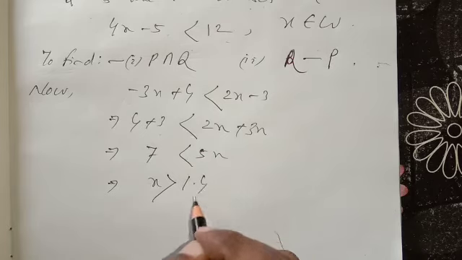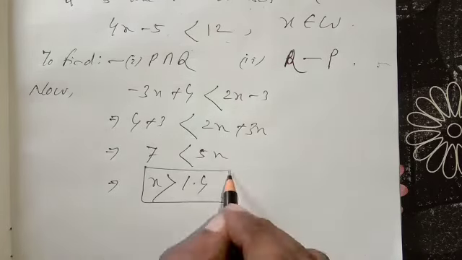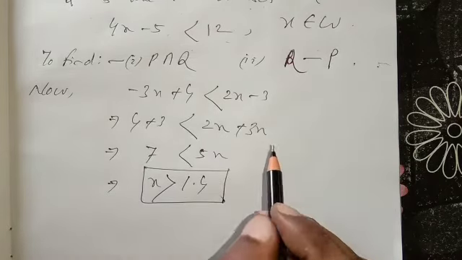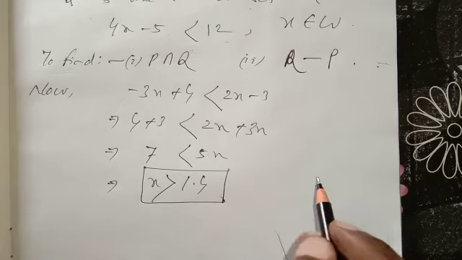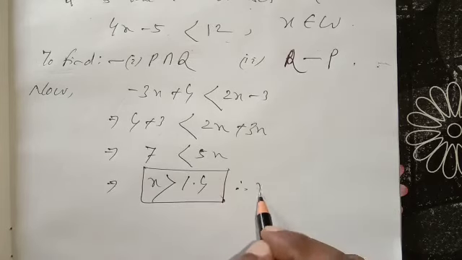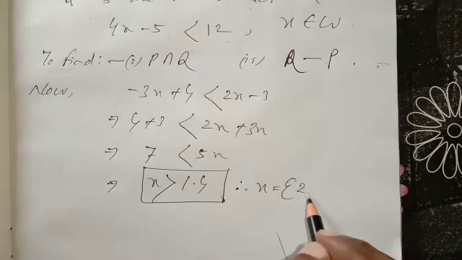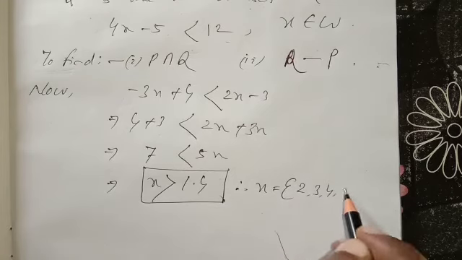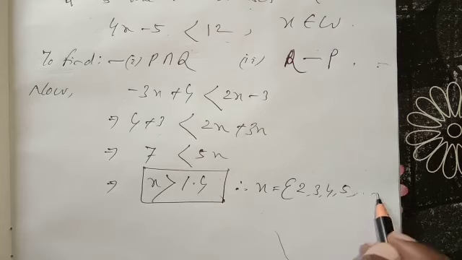1.4. x is greater than 1.4, and x belongs to natural numbers. Therefore x will be 2, 3, 4, 5, up to positive infinity, like this.